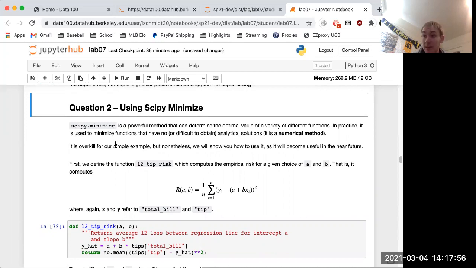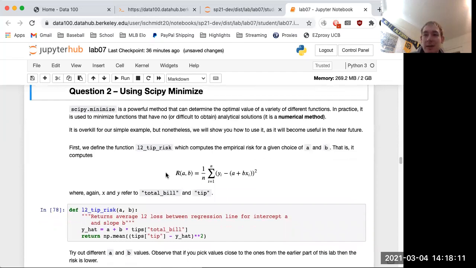Instead of implementing a formula, we can instead call an optimization algorithm. We can say, hey, here's a function that evaluates the loss. Find me the A and B that minimize this. And Python will go ahead and do that.